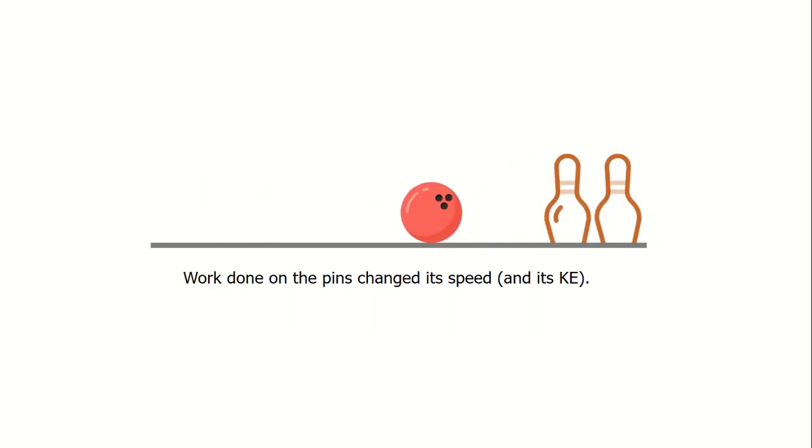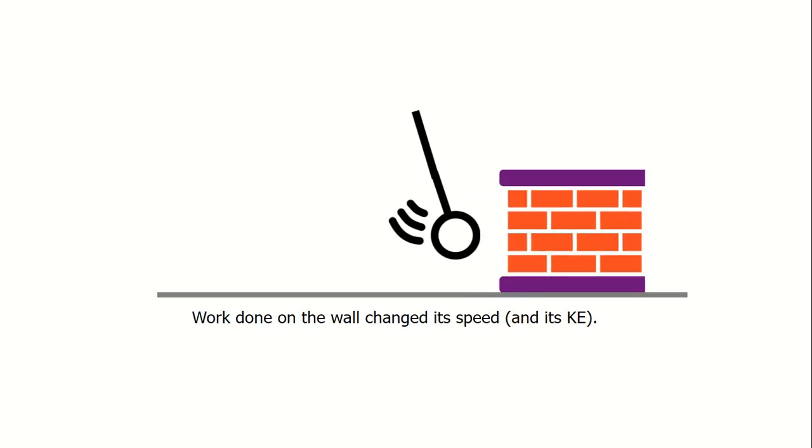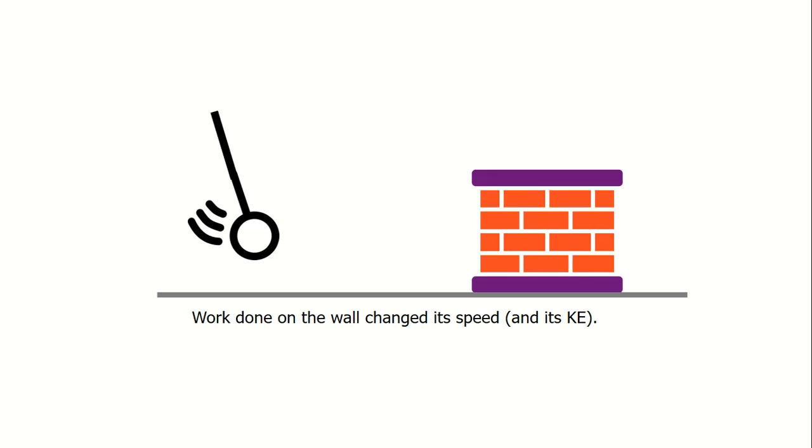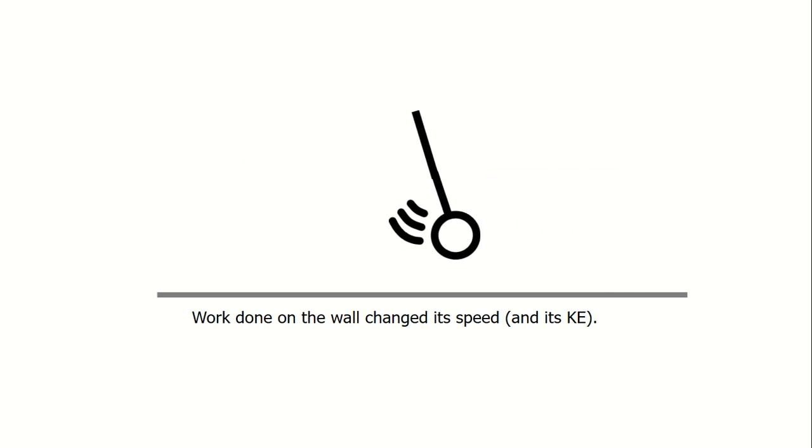However, another less obvious observation can be had. That is, when work is done on an object, the receiver of the work experiences a change in speed. In the previous examples, both the bowling pins and the old building's walls were at rest at first, but after work is done on them, they began to move.